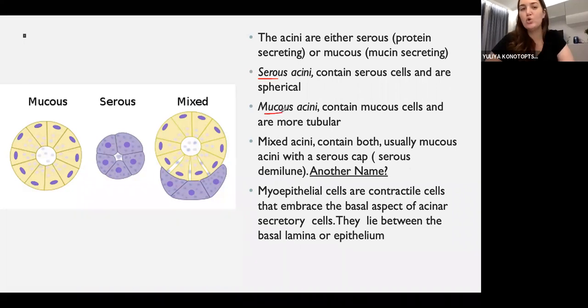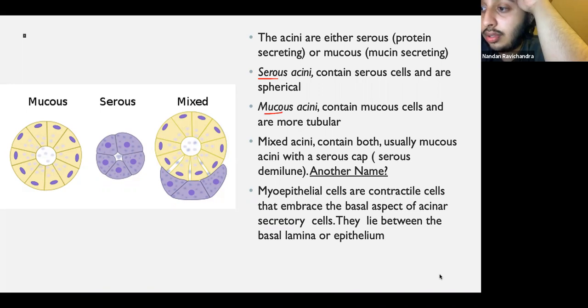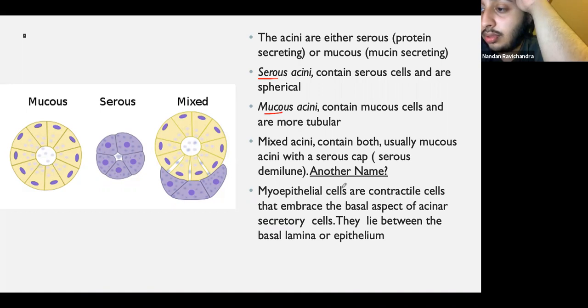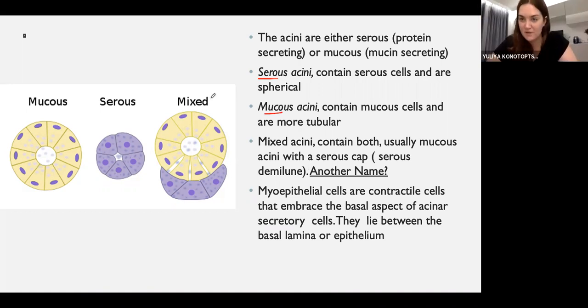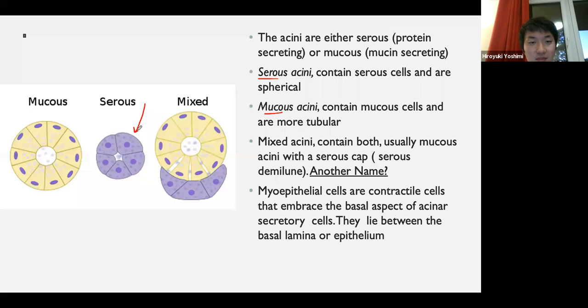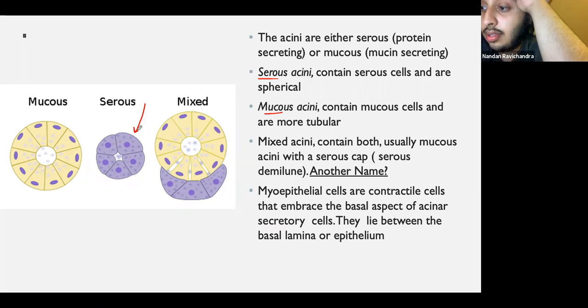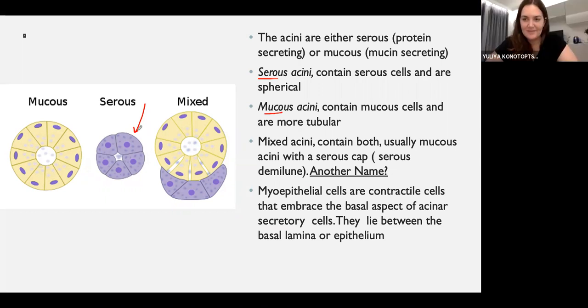How do you know that you're looking at a serous acinus? If it's not washed out, what's the color? Purple. Basophilic, okay? So purple, basophilic. The color will be like this. Why is it purple or basophilic? We had a question like this in our quiz today. Because of the protein. What's up with the protein? Is it containing it or making it? You're making it, okay?